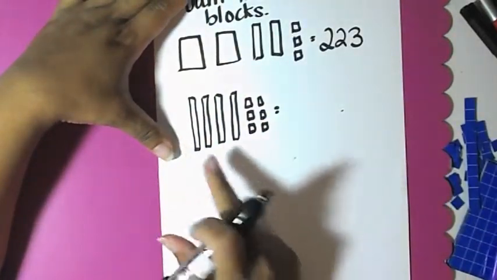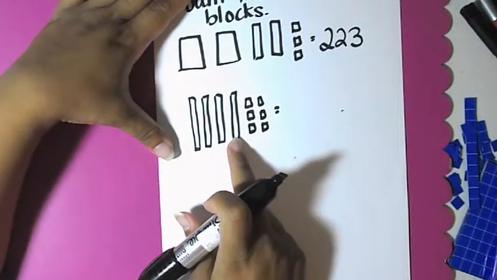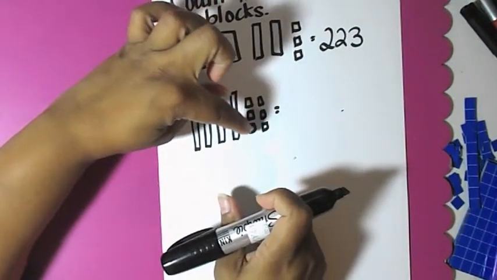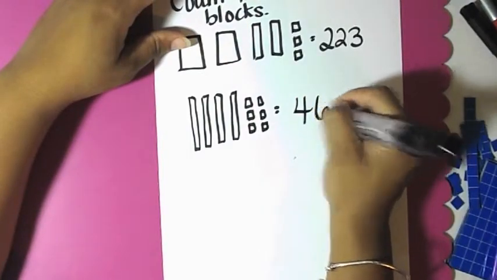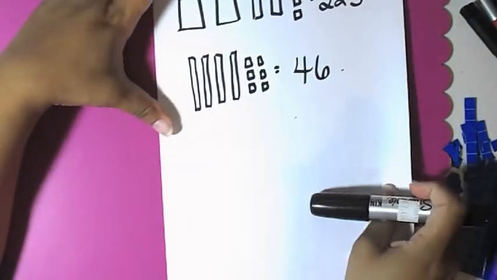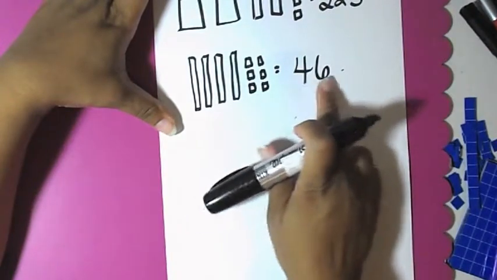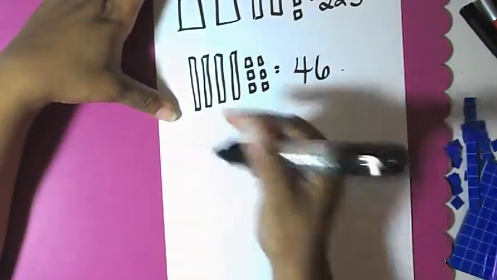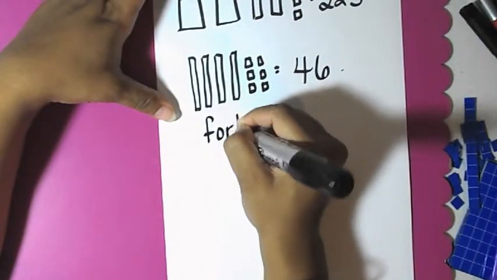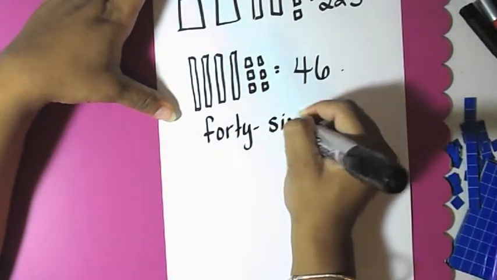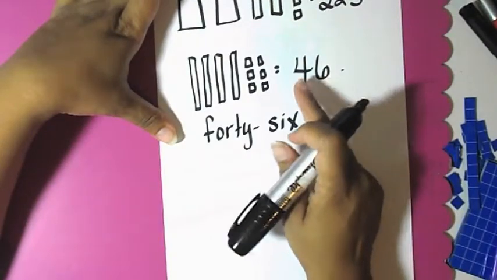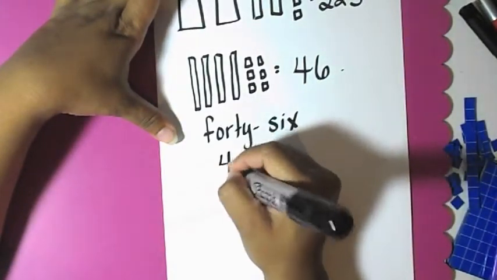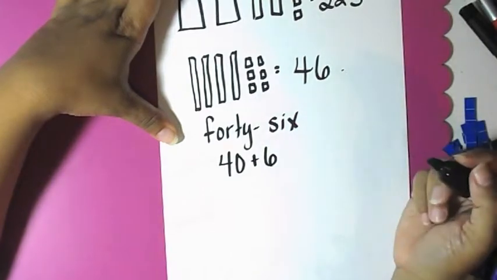Okay, so let's count this up. 10, 20, 30, 40, 41, 42, 43, 44, 45, 46. Okay? It's worth 46. Alright? If we were going to write that out in words, in the written form, it would look like this. Okay? If we were going to put this in expanded form and pull those numbers apart to talk about how much each digit is worth, you would see 40 plus 6.